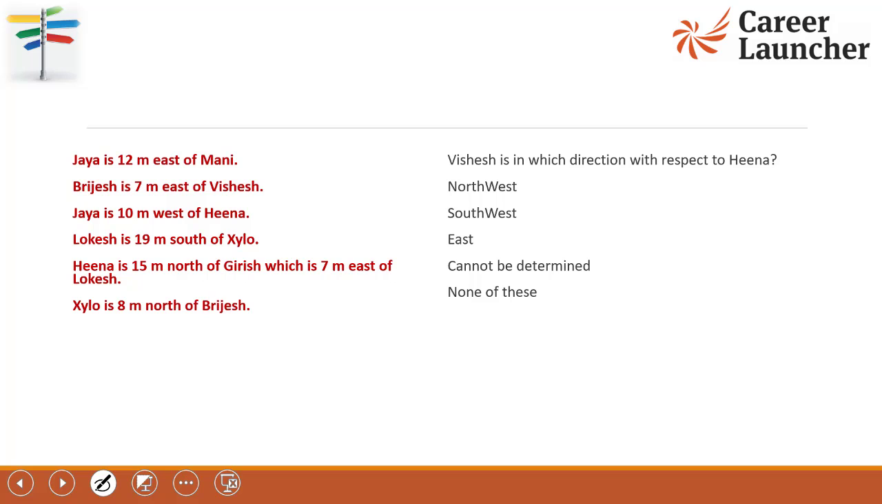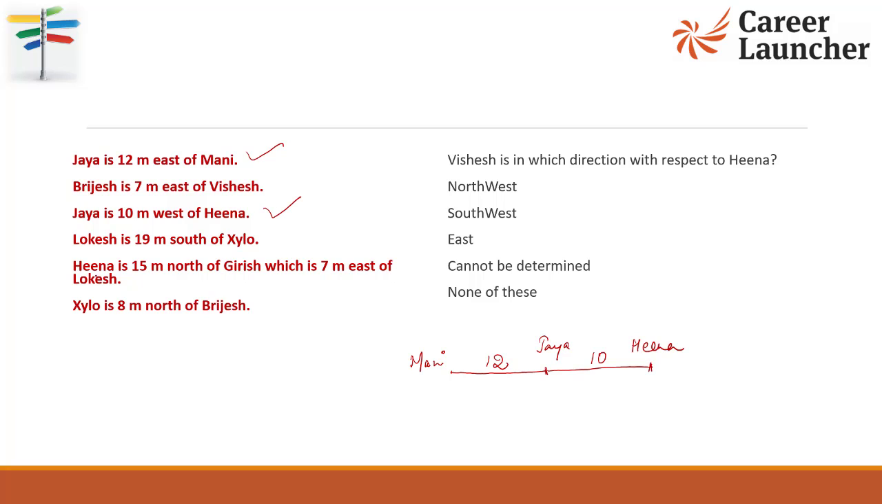Let's solve this question. Jaya is 12 meters east of Mani. So I'll plot Mani first. Jaya is 10 meters west of Hina. These two data have been plotted. Hina is 15 meters north of Girish, who is 7 meters east of Lokesh. So here we would have Lokesh. Then we have Lokesh is 19 meters south of Xylo.